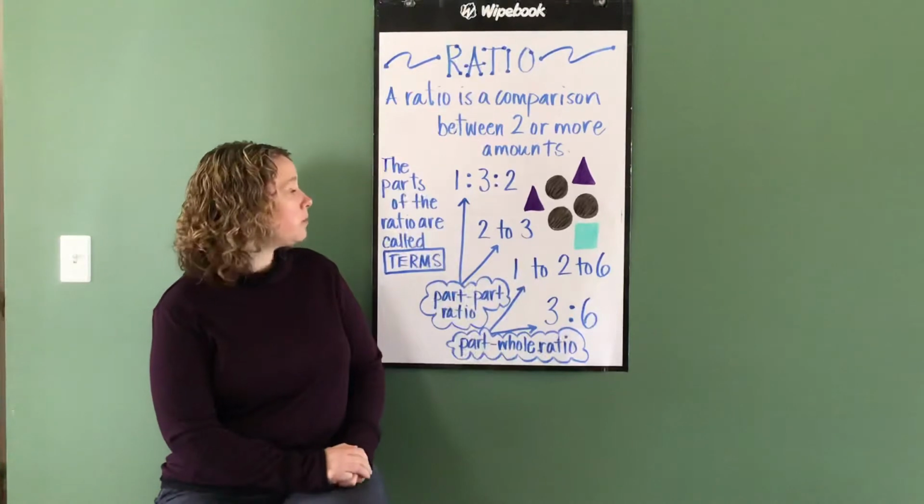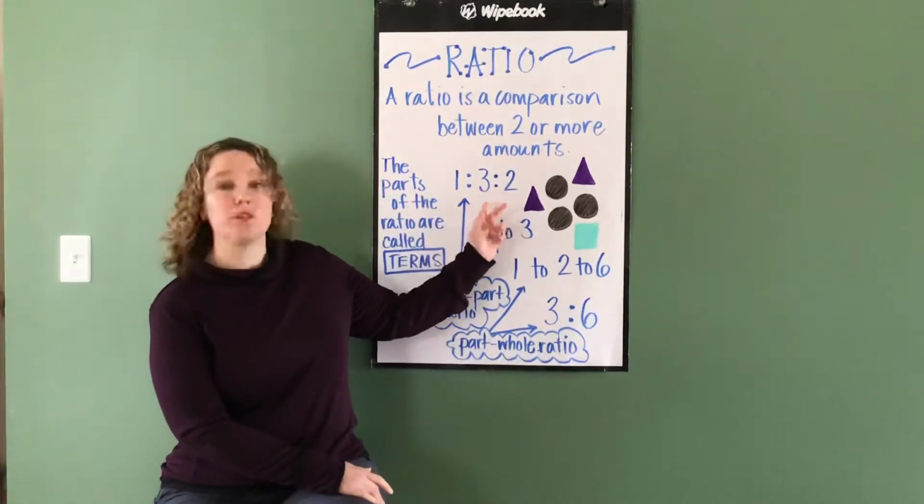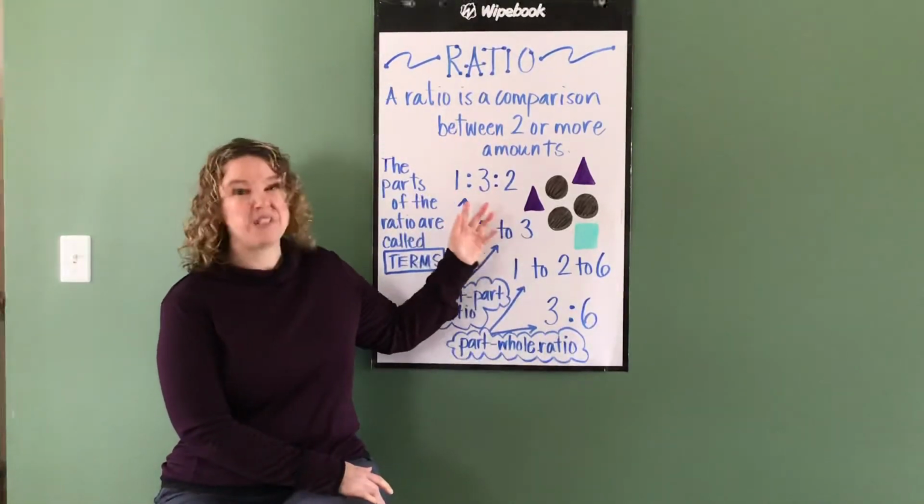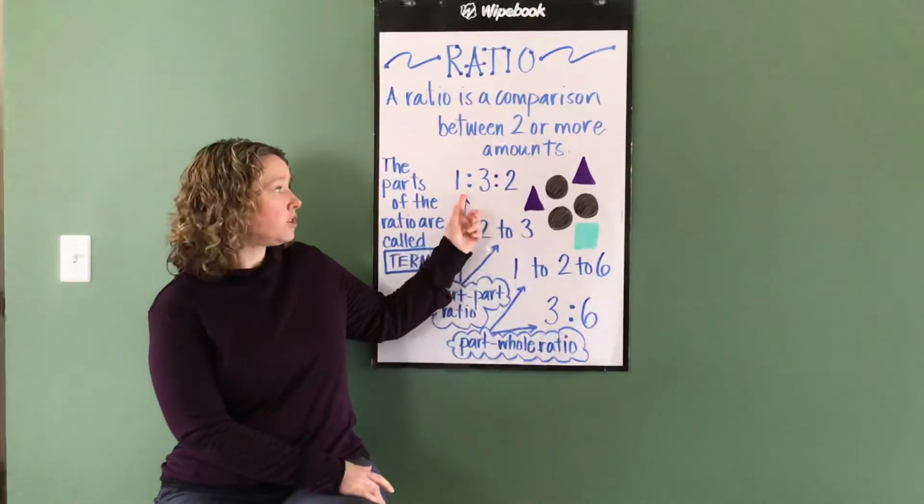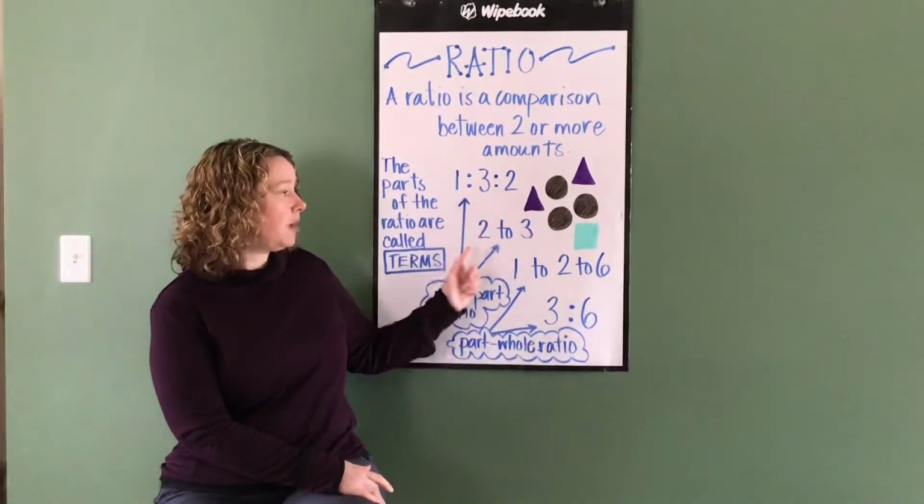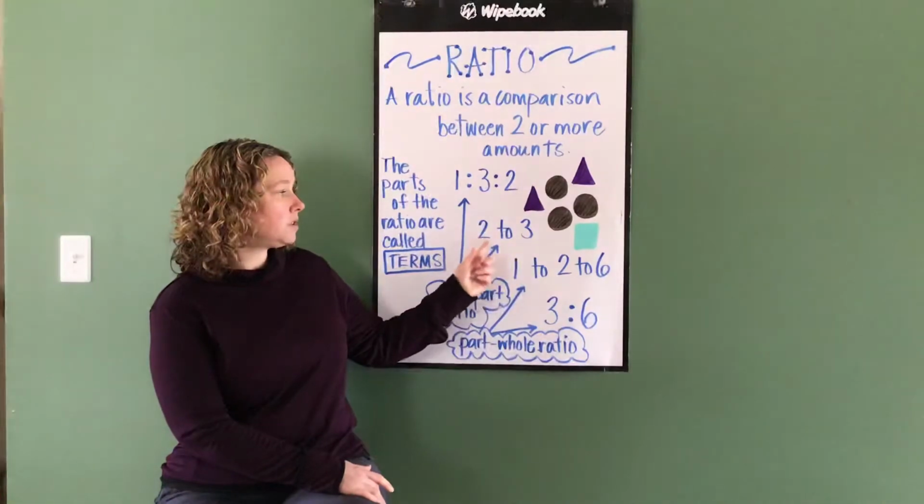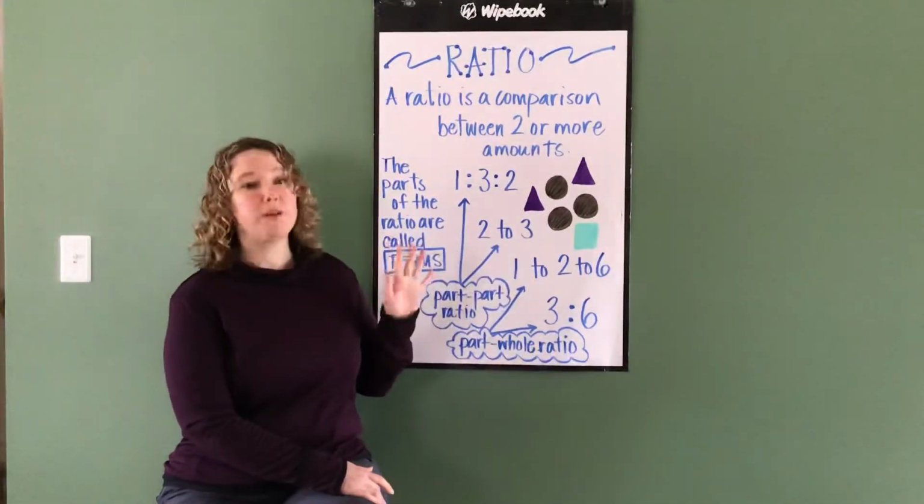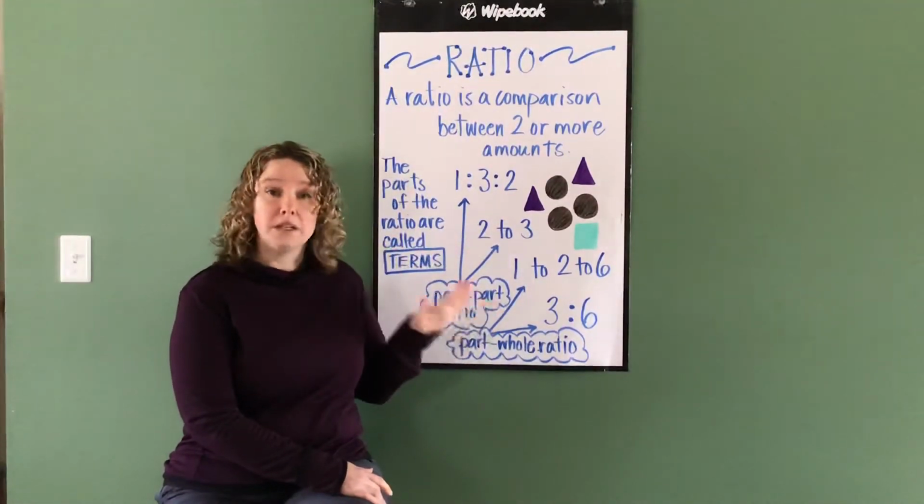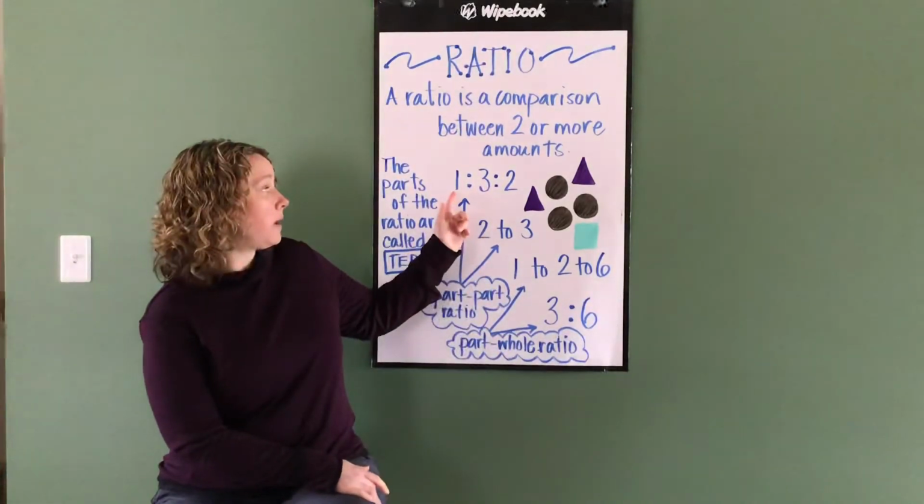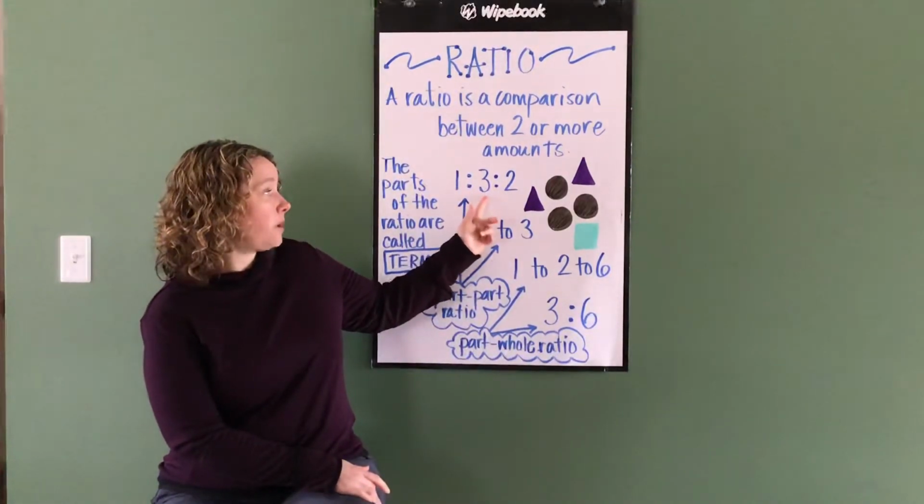When you're talking about a ratio, the different parts of a ratio are called the terms. It doesn't really matter if they're first or so. This is the first term, the second term, the third term. In this one, we only have two terms, 2 to 3. So you always read them with a "to" in the middle of the terms. So this one would be read 1 to 3 to 2.